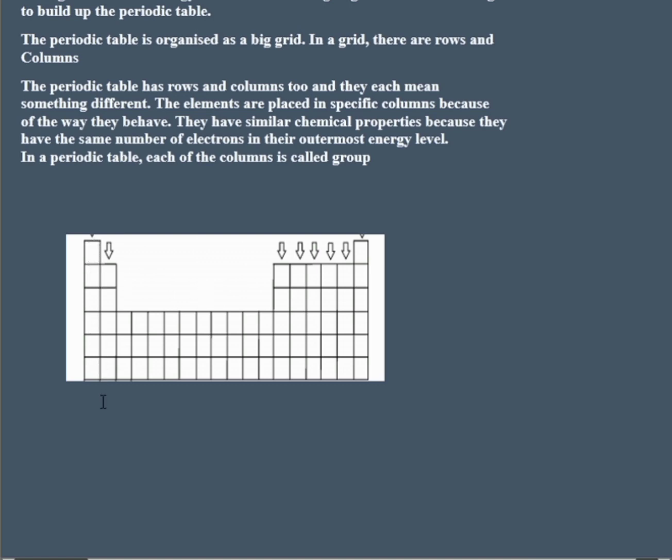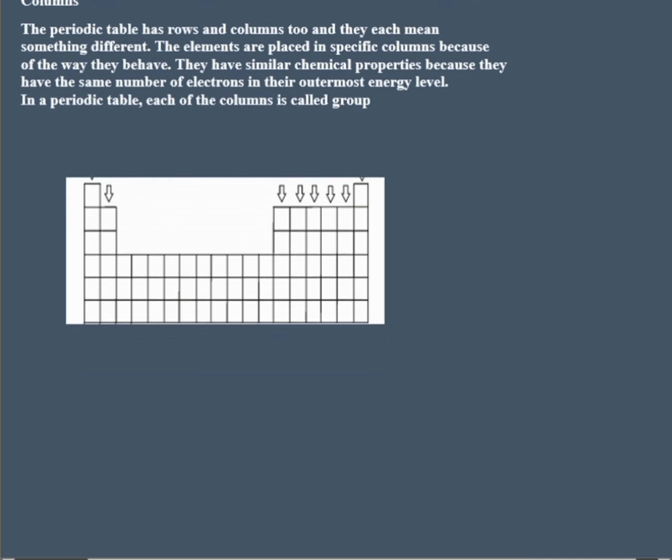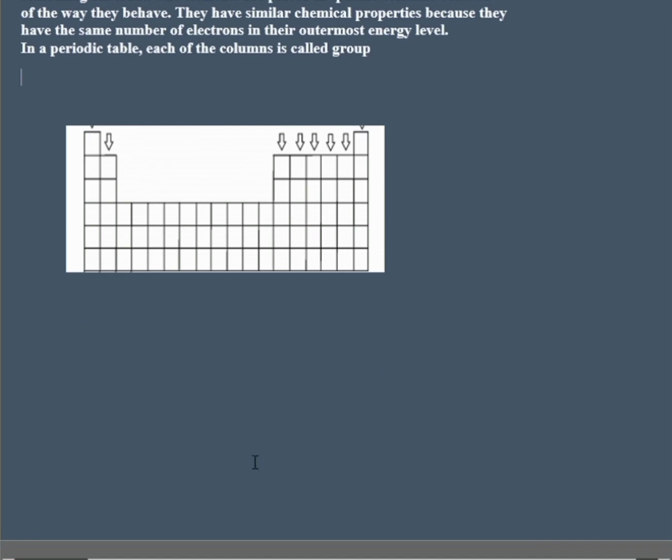We can see this diagram. Now these ones are columns that are running from top to bottom. We call them columns, and each column we call a group. Elements are placed in a specific column because of the way they behave. They have similar chemical properties because they have the same number of electrons in their outermost energy level.